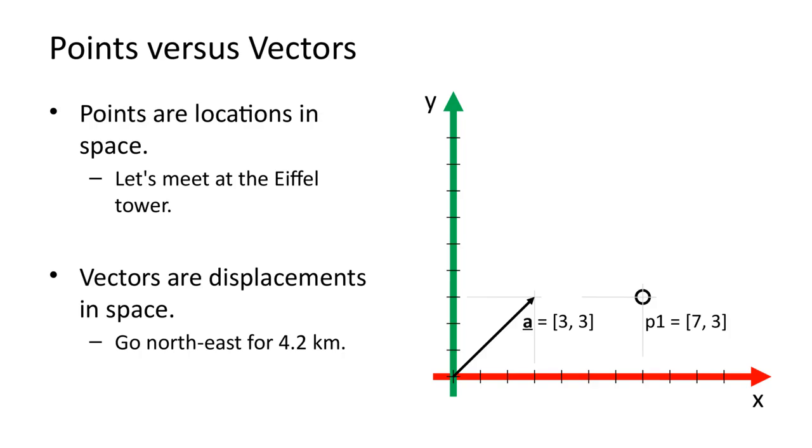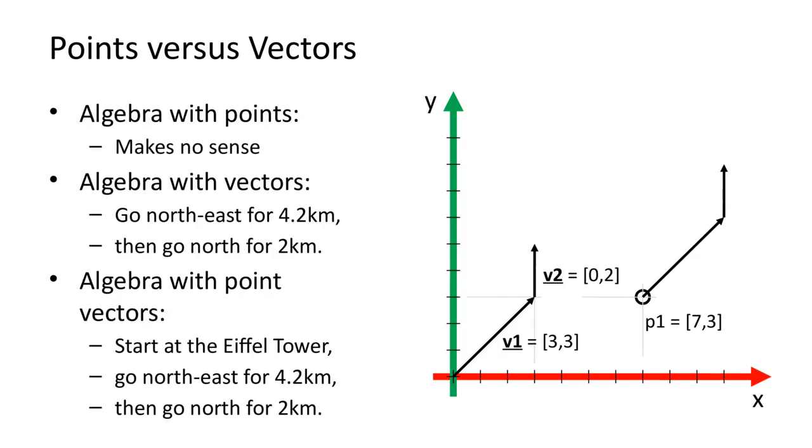First, we need to clarify the difference between points and vectors. They are fundamentally different concepts. Points are locations in space. For example, you might say, let's meet at the Eiffel Tower. In this case, the Eiffel Tower is a location in space. Vectors are displacements in space. For example, you might say go northeast for 4.2 kilometers.